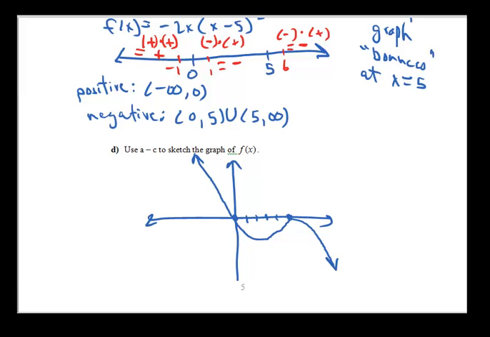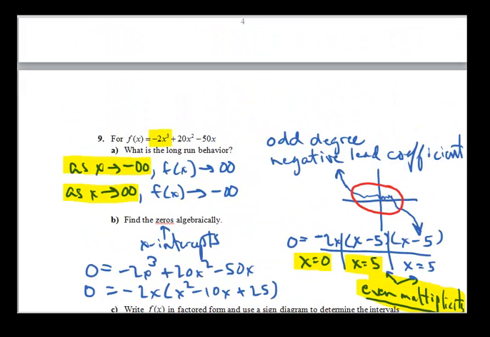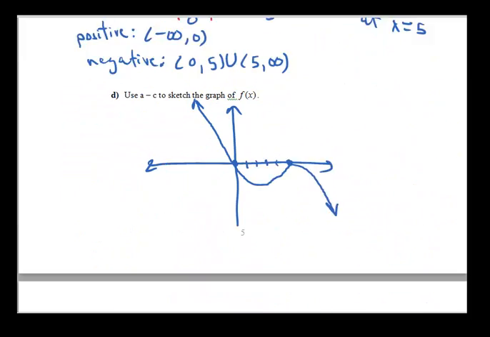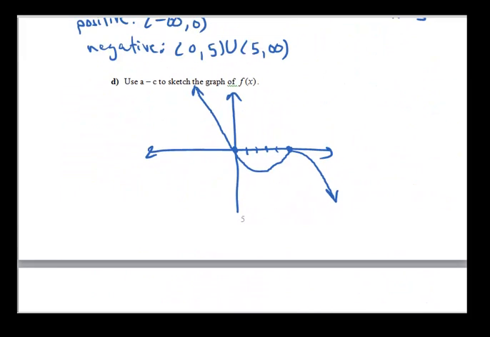So bottom line is, it goes up to the left, down to the right, which we said at the very beginning, right? As x goes to negative infinity, y goes to infinity, so that means it goes up to the left, and as x goes to infinity, y goes to negative infinity, down to the right. And then we used our sign diagram to tell where it was positive and negative. So it just bounces there at x equals 5. It's supposed to be a smooth curve, right? Any polynomial is a smooth curve.